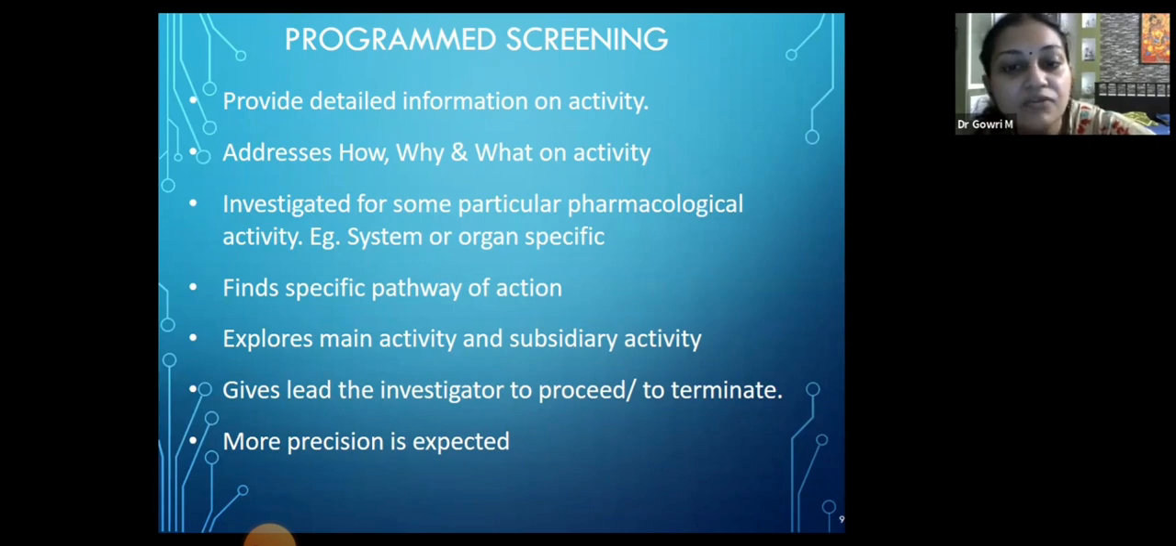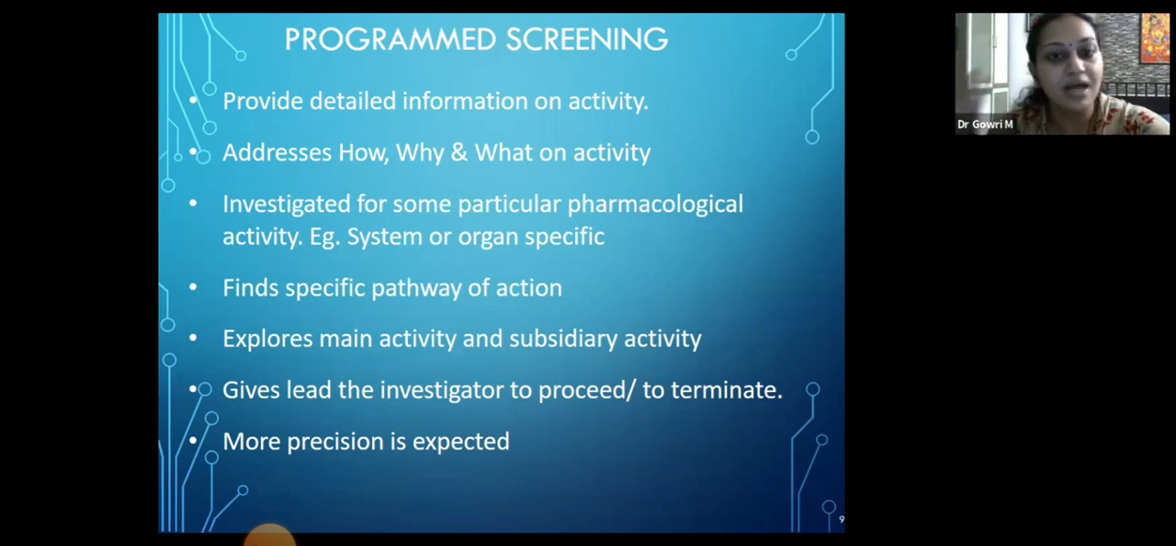The drug is investigated for some particular pharmacological activity which is system oriented or organ specific. Even the clear pathway of action would be given by programmed screening. So after simple and blind screening, when we evaluate that yes, this drug has a particular property, say a hypoglycemic or hypolipidemic activity, then we will ask how it is causing this activity in the body. That pathway will be cleared by programmed screening. This is exactly what is meant by programmed screening.